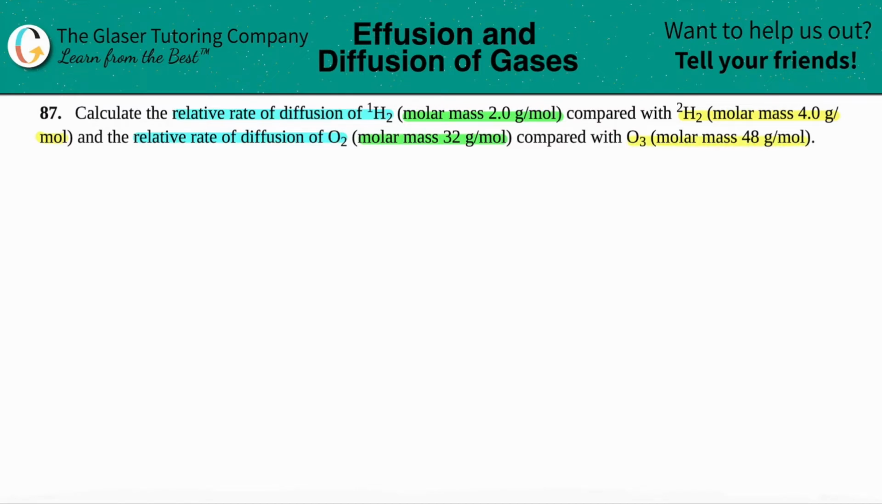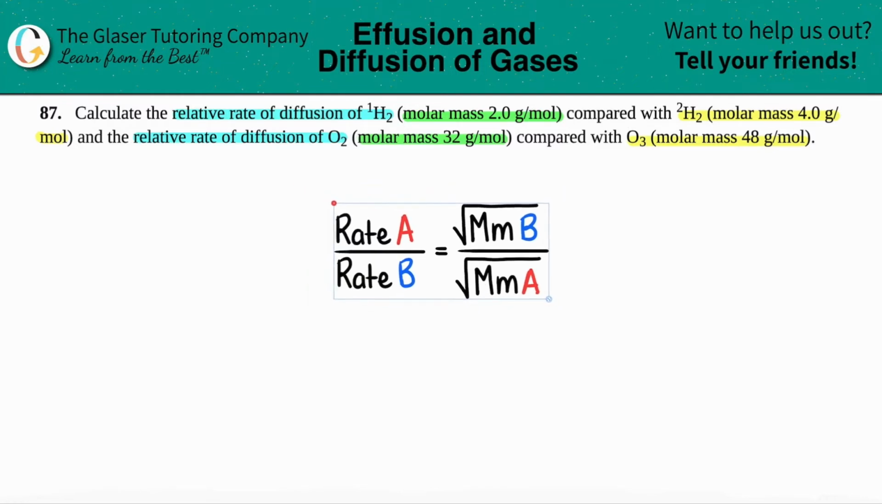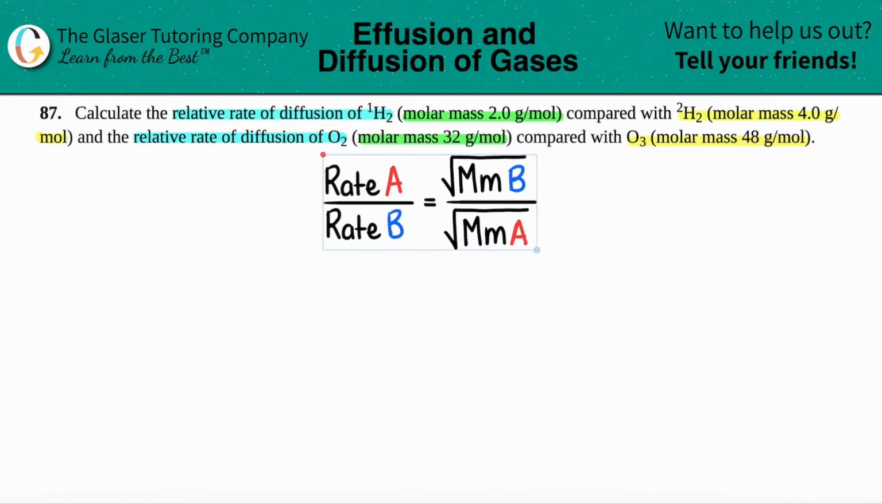Okay, so it seems like we have to do 2 questions here. They first want us to calculate the relative rate of diffusion of H2 compared with this other hydrogen, and then we have to do the same thing with O2 and compare that with O3. Now, we've seen this formula before, right? Whenever we're talking about rates of diffusion, we're going to use this formula. It looks scarier than what it actually is. It's pretty easy to use. So I'm just going to put a little line here to separate out my 2 workspaces.